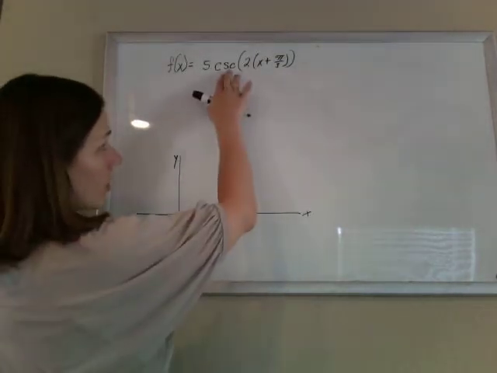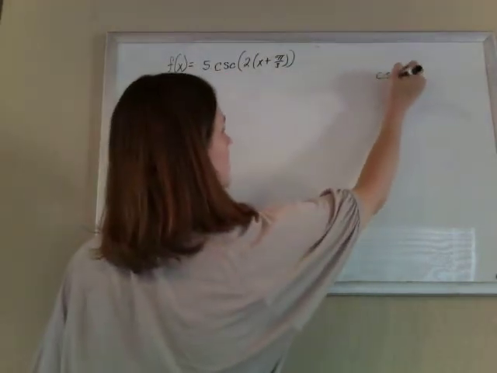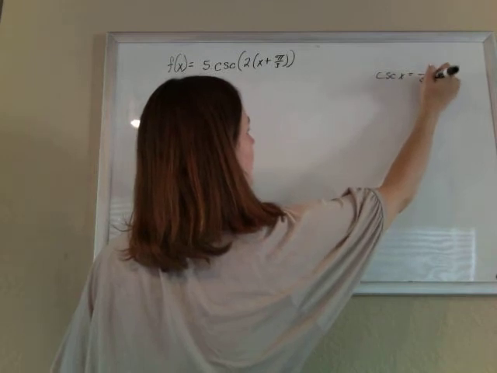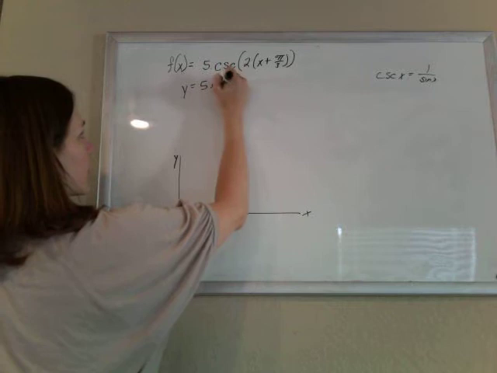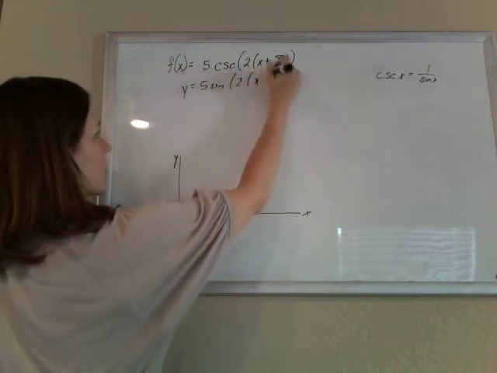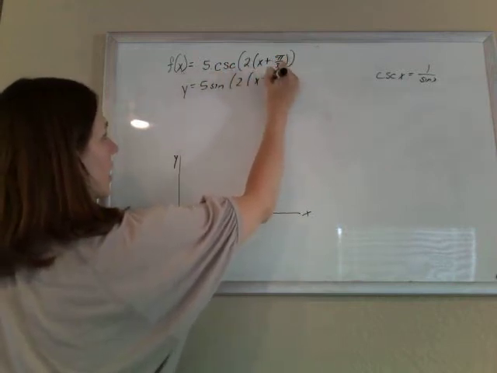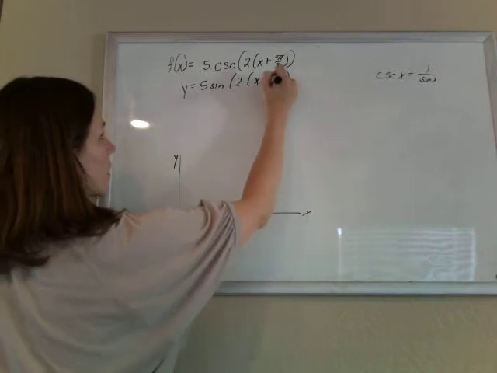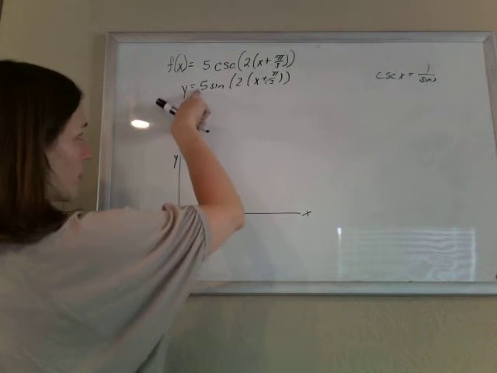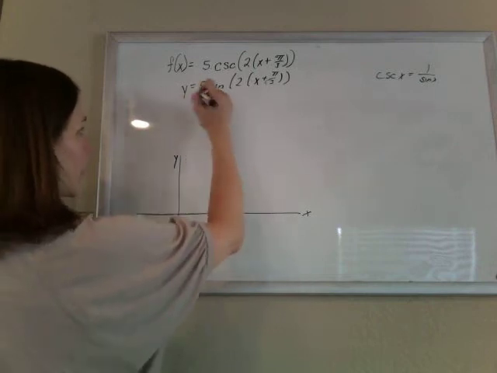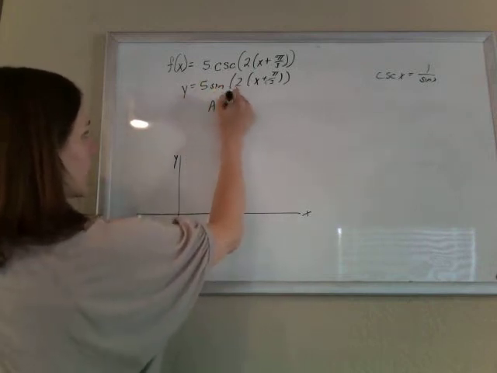Now, because I know that cosecant is the reciprocal of sine, I'm going to actually graph the sine graph first and use that to guide my cosecant graph. So, starting like normal, I notice that my graph is positive, so it's right side up. It's got an amplitude of 5.